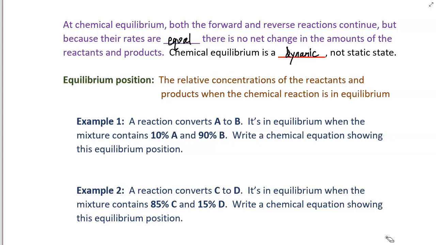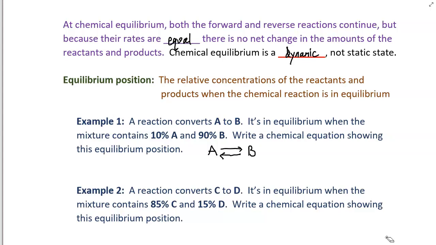Here's an example. A reaction converts substance A into substance B. Let's say that the system is in equilibrium when the mixture is 10% substance A and 90% substance B. Write a chemical equation showing this equilibrium position. When you write an equation, reactants go on the left side, products go on the right side. A, we draw an arrow, and then put the B. This is a reversible reaction, so we make a double arrow.